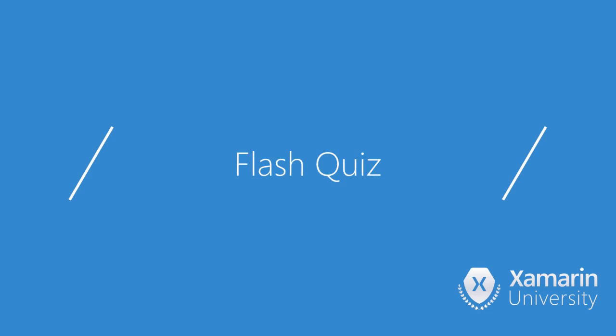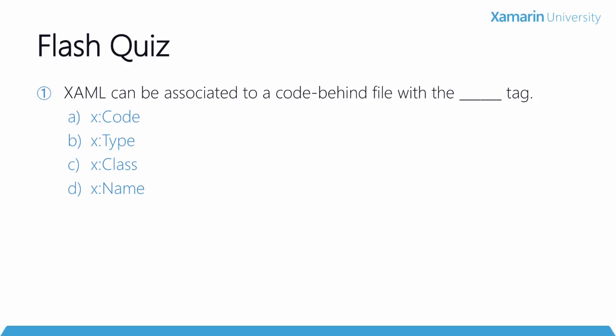Now we're going to take a flash quiz. The flash quiz is meant to reinforce the material that we've covered so far. I will read the questions on the screen, and you should answer to yourself as we go through them. Question 1. XAML can be associated to a code behind file with which tag? Is it A, x:Code, B, x:Type, C, x:Class, or D, x:Name?